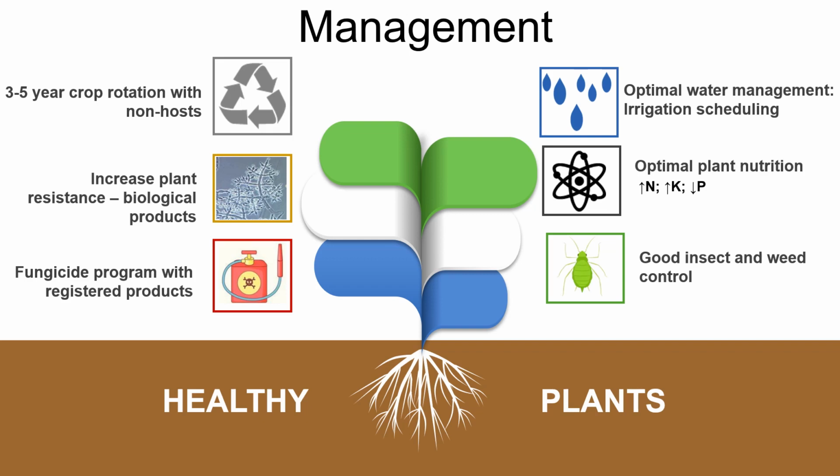Weeds, on the other hand, do two things also. They can either be alternative hosts for the pathogen, depending on what the weeds are, and also, if you have a lot of weeds in between your potatoes, the microclimate inside the canopy is altered, and it normally has a higher relative humidity because there's less airflow. So one wants to have good weed control as well.